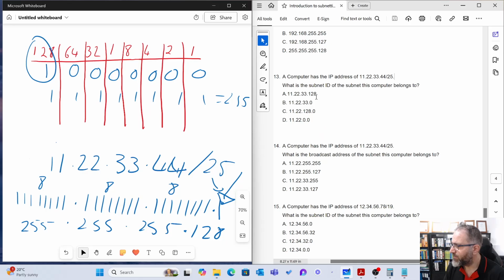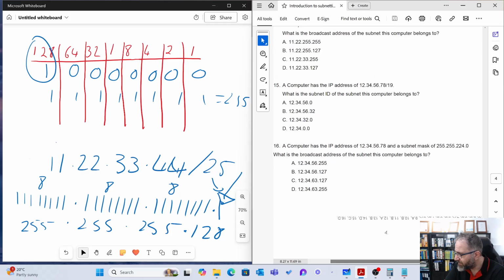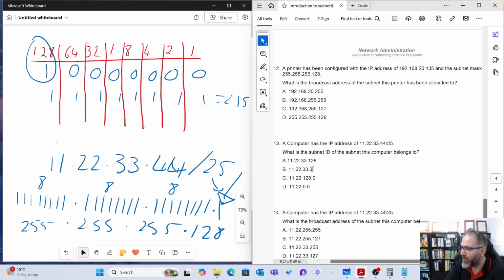So in that case, the answer is, what subnet should it belong to? It should belong to B. Yeah, it should belong to B, because we've got two subnets. We've got the 0 subnet and we have the 128 subnet. Is it a trick? No, it should be B. Let's have a look at 13, upside down, 13B, yeah. B for Bravo. We're on a roll here.